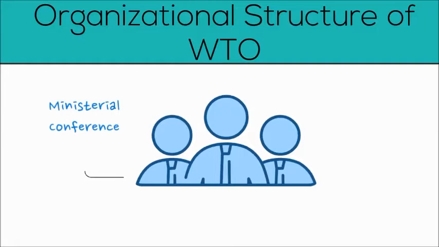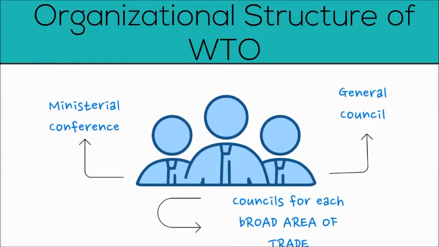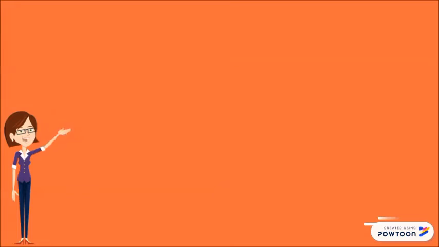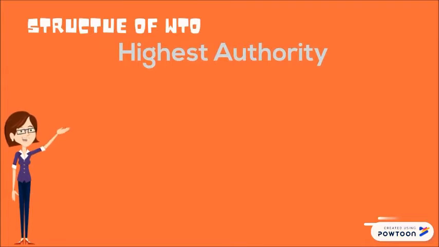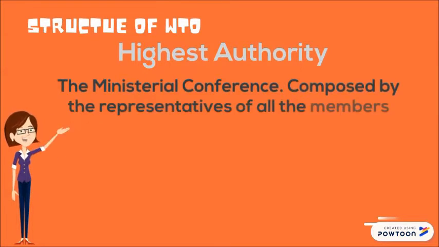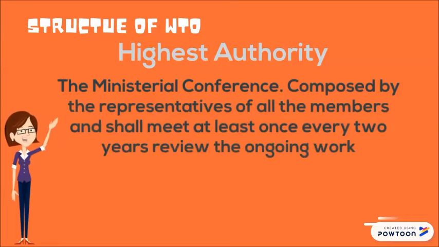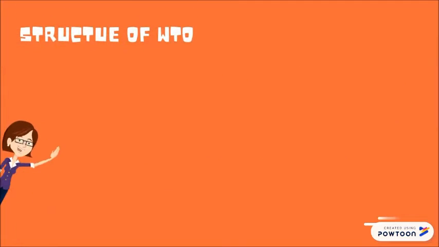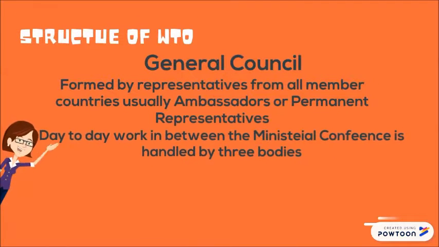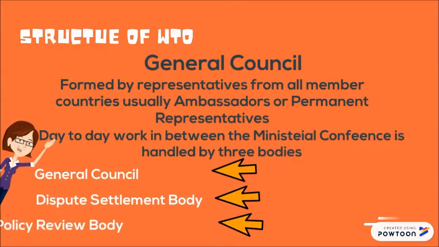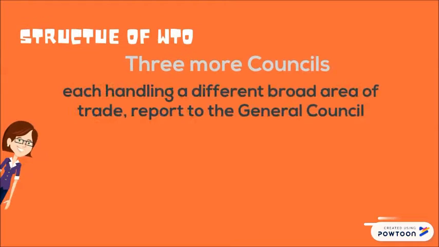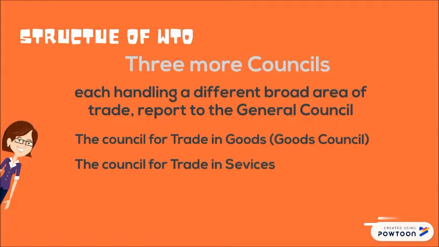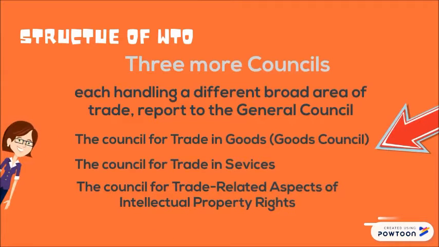Organizational structure of WTO: Ministerial Conference, General Councils, and a Council for each broad area of trade. The highest authority is the Ministerial Conference, composed of the representatives of all the members, which shall meet at least once every 2 years to review the ongoing work. Day-to-day work in between the Ministerial Conferences is handled by 3 bodies: the General Council, Dispute Settlement Body, and Trade Policy Review Body. 3 more councils, each handling a different broad area of trade, report to the General Council: the Council for Trade in Goods, Council for Trade in Services, and Council for Trade-related Aspects of Intellectual Property Rights.